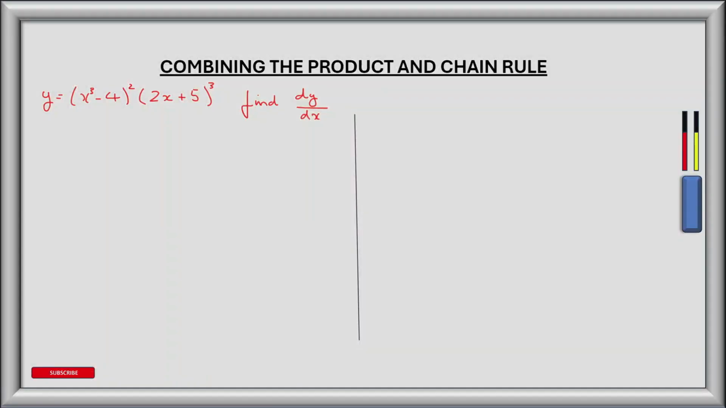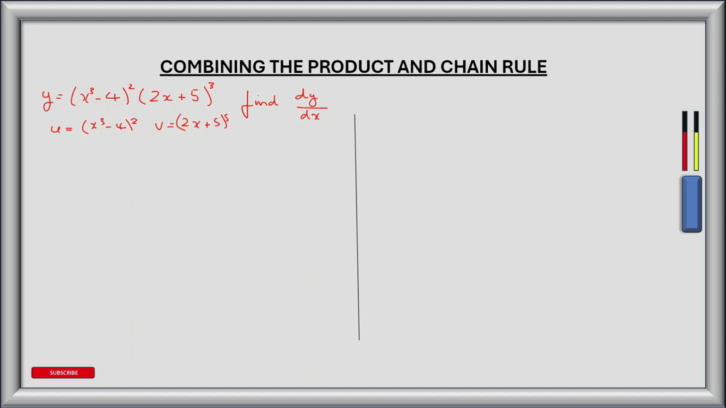So we want to differentiate the function y is equal to (x cubed minus 4) all squared multiplied by (2x plus 5) cubed. So to do this, we need to use a combination of the product and the chain rule. So first of all, let's apply the product rule. To do that, we can split into two functions, u equals (x cubed minus 4) all squared, and v equals (2x plus 5) cubed.